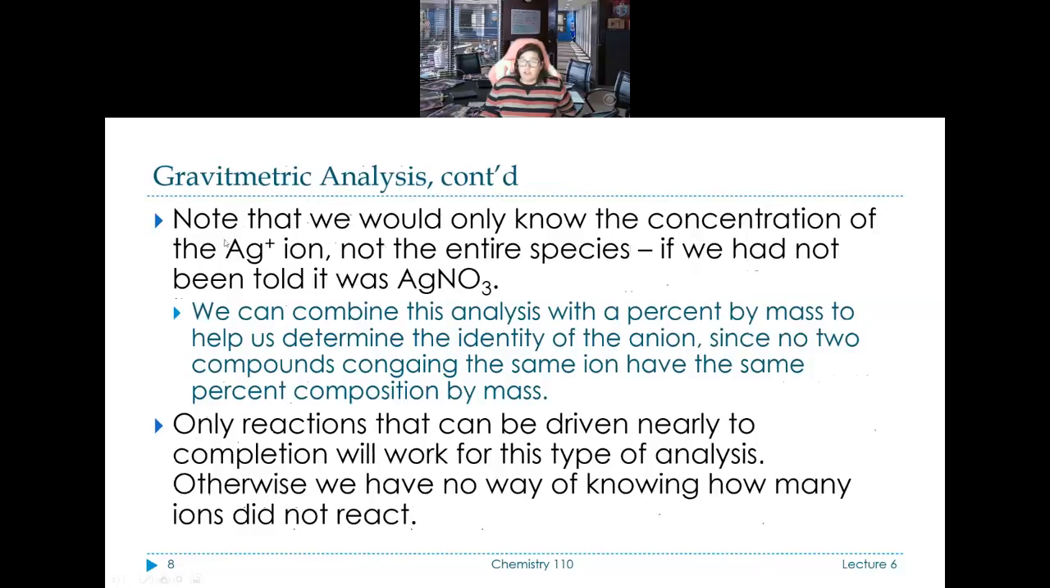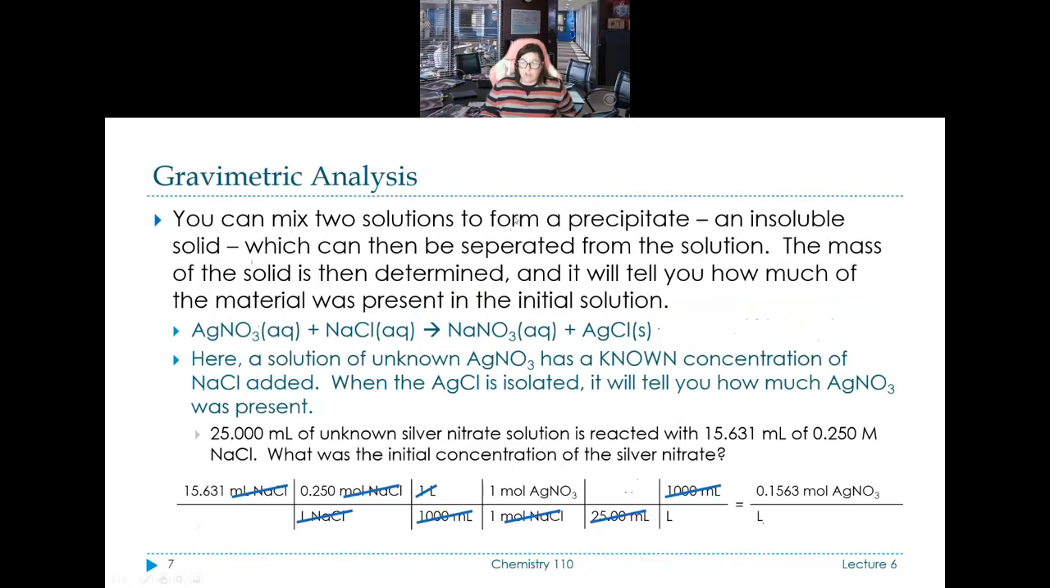Note that we only know the concentration of the Ag+ ion, not the entire species. If we had not been told that it was AgNO3, we'd have no idea. All we know from this slide is that the Ag reacted with the Cl to give us AgCl solid. That's all we know. So we were told it was AgNO3, but we don't have to be told that. We don't necessarily know that to begin with.